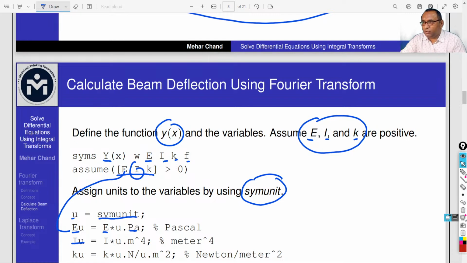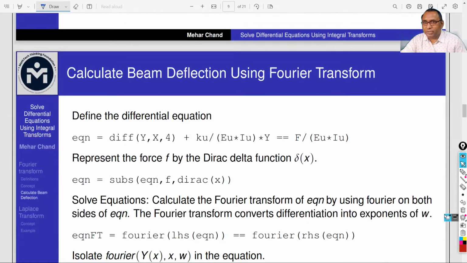And this is the assignment after converting I. So Iu is the symbolic assignment, and by using this transformation we can easily convert. So this will be I product u dot m raised to power 4. We need meters. Similarly, we can convert K into symbolic units. So this will be equal to K product u dot N upon u dot m square, Newton per meter square. Similarly, we can convert x also.